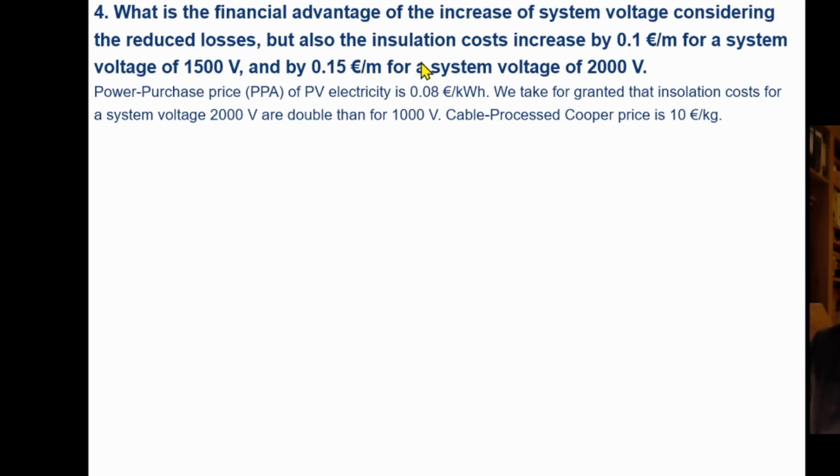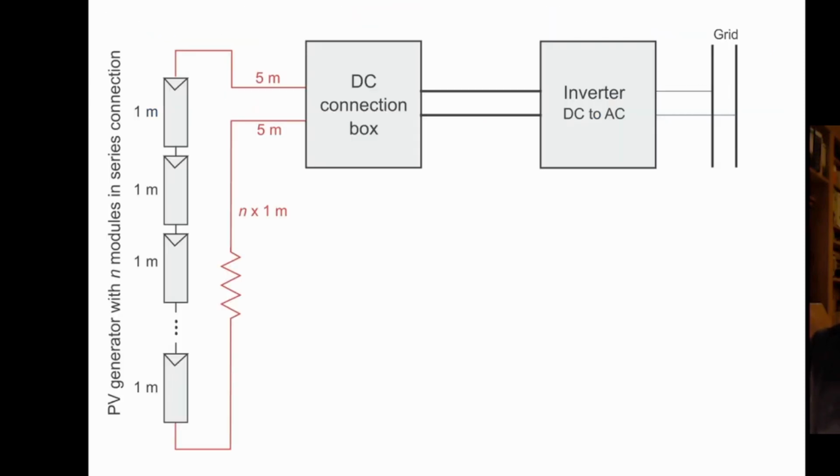Further, we have to consider that we have a power purchase agreement for the sold PV electricity of 8 euro cents per kilowatt hour. We also take for granted that the installation costs for a system voltage of 2000 volts are double those for 1000 volts, and the copper price is about 10 euros per kilogram. This we need to know because we have to calculate also the price for the copper cable. So this is our configuration.